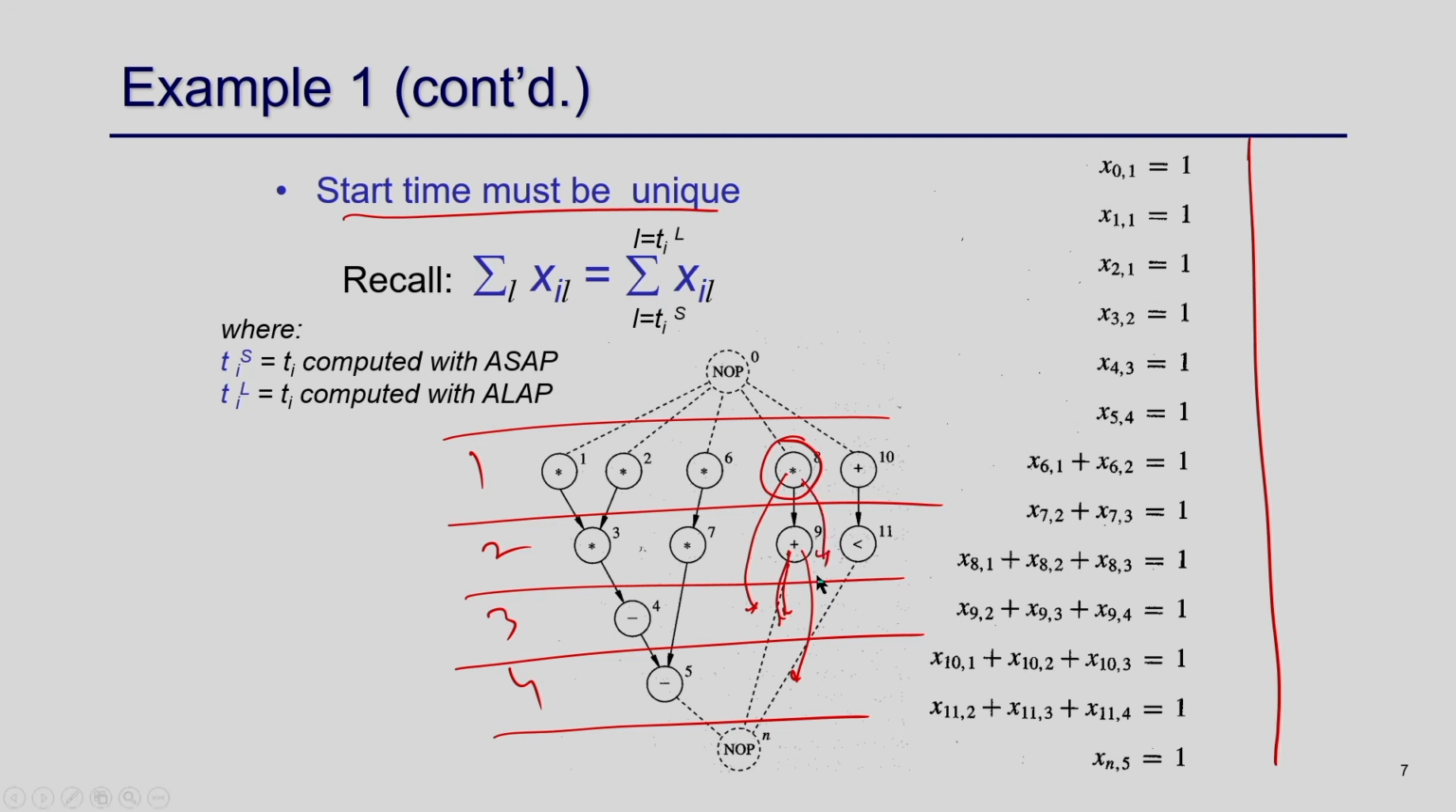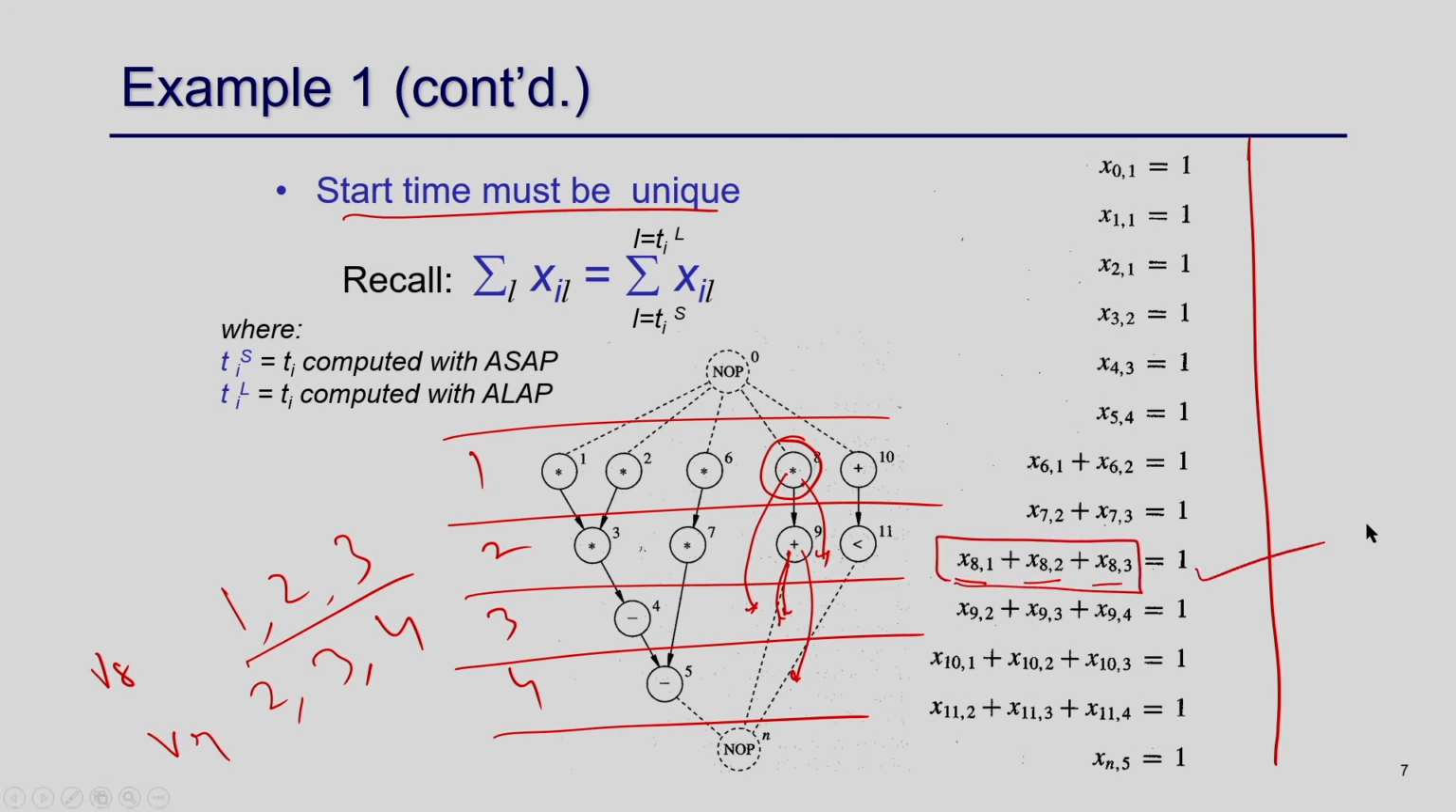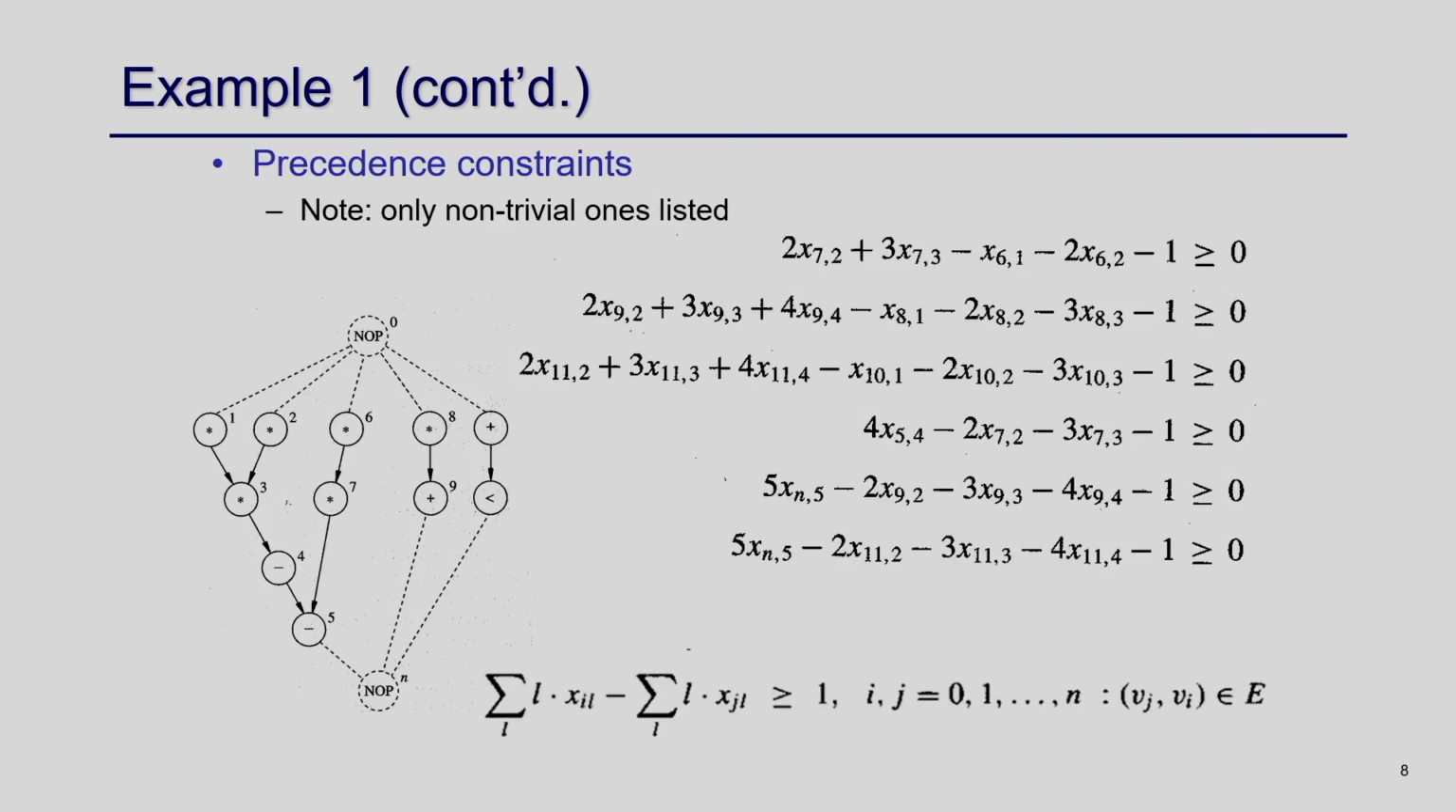So, that means this 8 can be scheduled in either timestamp 1, 2 or 3, and 9 can be scheduled in either timestamp 2, 3 or 4, right. So, I have to say that this 8 is scheduled in either timestamp 1, 2 or 3, but it can be scheduled in only one timestamp, that is given by this. Similarly, 9 is either 2, 3 or 4, but only one of them. This is how I can identify the unique start time constraint for this ILP formulation.